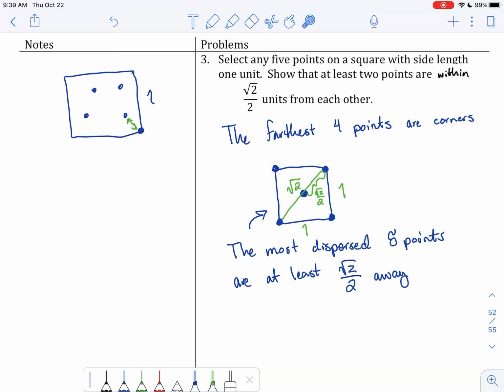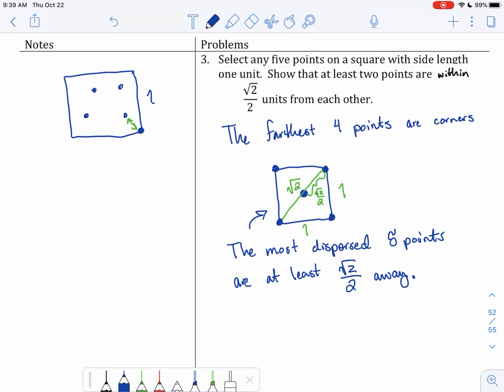But if we move this any closer, it becomes closer to this one. If we move it at all, it becomes closer here or here. If we move it away from one point, it's going to move closer than root 2 over 2 from the others.